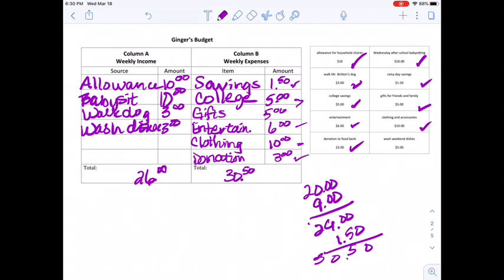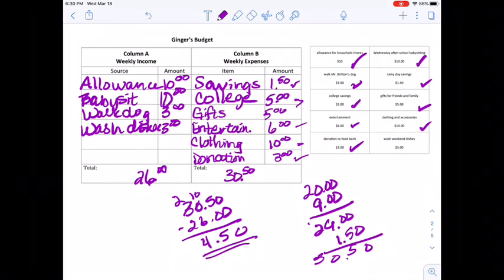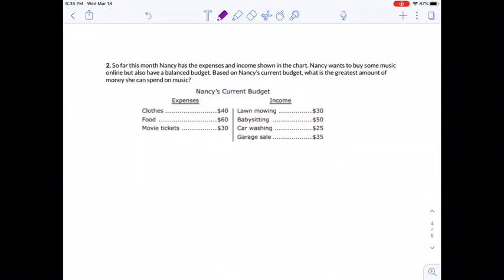So in this case, Ginger would have to make a choice to decrease her expenses by $4.50. I know that because her expenses are $30.50. If I subtract this income, I can see that she has $4.50 too much in expenses. So Ginger would have to make some choices because she can't spend more than she has earned. Let's look at this one.